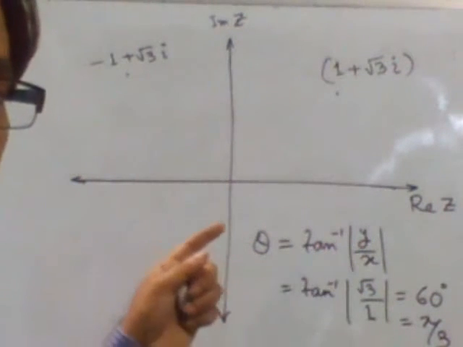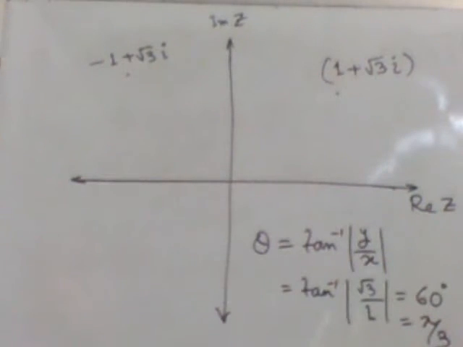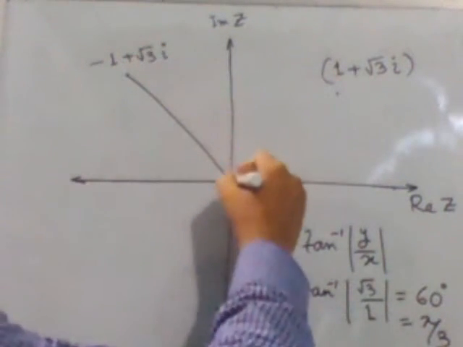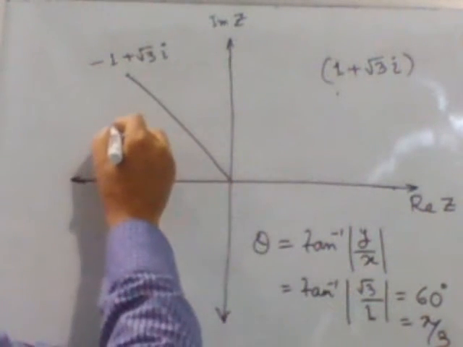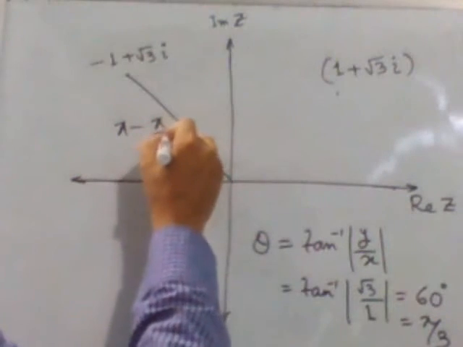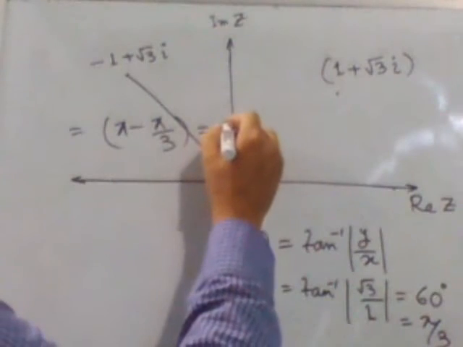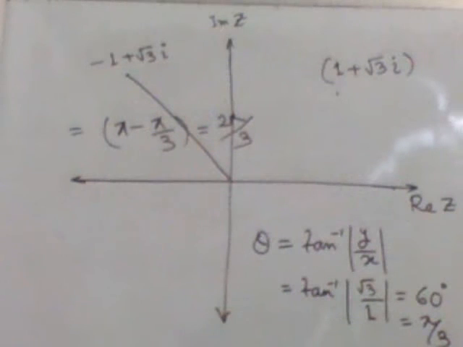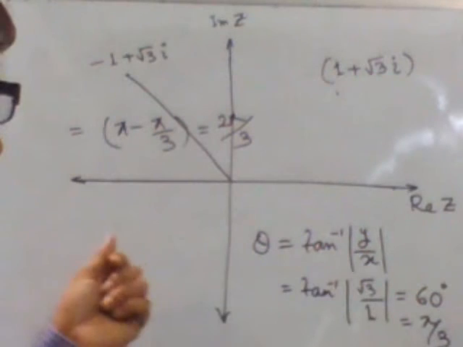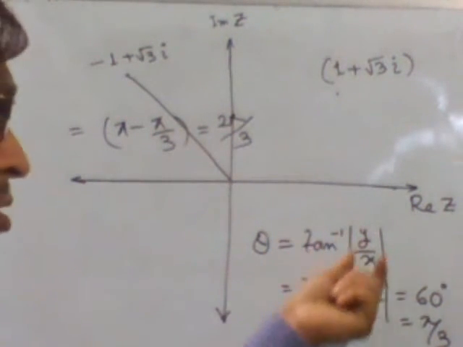Now you notice in which quadrant this complex number is falling. This complex number is in the second quadrant. So if it is in the second quadrant, you have to take the value like pi minus pi by 3. So your argument will be pi minus pi by 3, which is equal to 2 pi by 3. So if it is in the second quadrant, then you have to do pi minus whatever value you have got from tan inverse modulus of y by x.